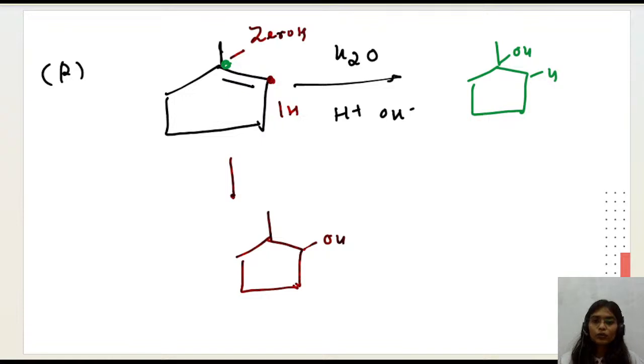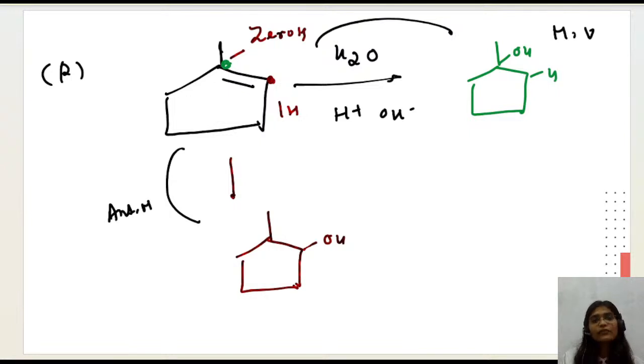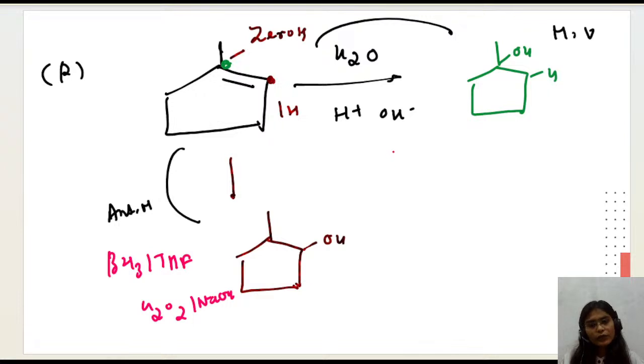So what does Markovnikov's rule say? That the negative part of the adding molecule combines with the carbon which has the lower number of hydrogens. So from there to there, it's Markovnikov addition, and from there to there it's anti-Markovnikov addition. We discussed already that in hydroboration we follow anti-Markovnikov. So in this step we have to use BH3 and THF, then H2O2 and NaOH. And here we use the oxymercuration part, Hg(OAc)2, and then the second step is NaBH4. So this is how we solve this, Diksha.